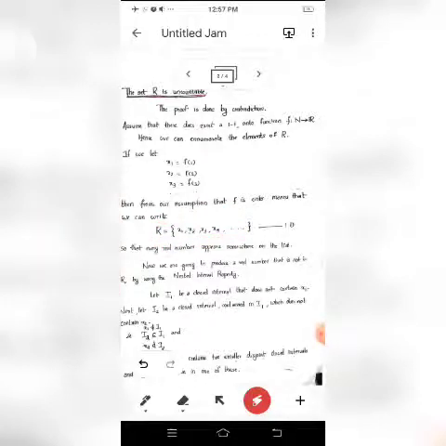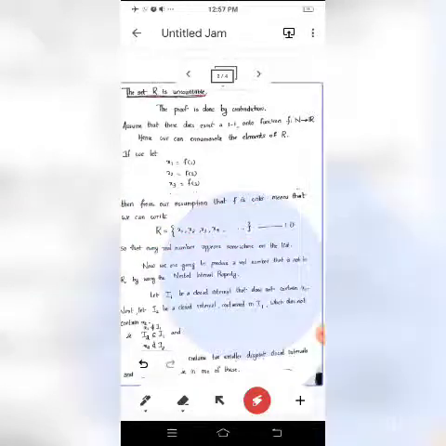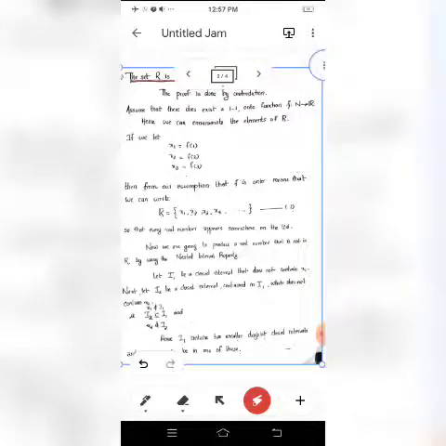Now our aim is to prove this is a contradiction. We are going to produce a real number that is not in this set R by using the nested interval property. By the nested interval property, there will be a sequence of nested intervals, and the intersection of these intervals has at least one element. The intersection is non-empty.